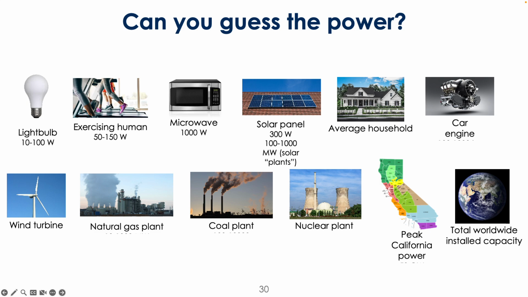And then when you think about utility scale, the large solar plants, so large arrays of solar panels out in the desert, you're talking about on the order of 10 to 1,000 megawatts, depending on the size. 1,000 megawatts, or 1 gigawatt, would be a very large, substantial field. Okay, household, we talked about this already, about 1 kilowatt, right? Okay, car engine, what do you guys think?